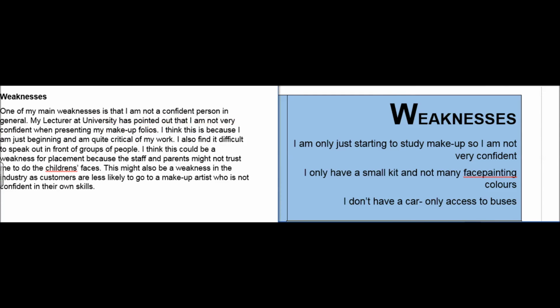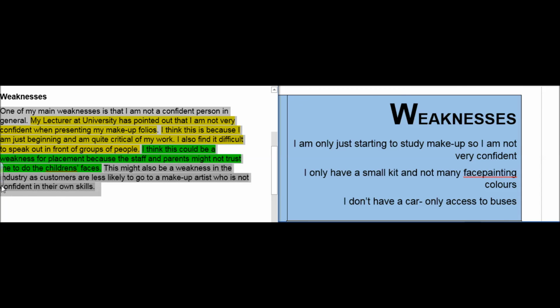So you can see if I use the highlighting there, this yellow section here is telling us a little bit about where this weakness might have come from or who's highlighted that this is a weakness. And then expanding out into the rest of the yellow, we've got a little bit more detail explaining maybe where it's come from or why it's there. And then this green section is telling us a bit about why it might be an issue on placement. And then lastly in the grey section, we're making the connection with the industry in general, why this might be a weakness for you.